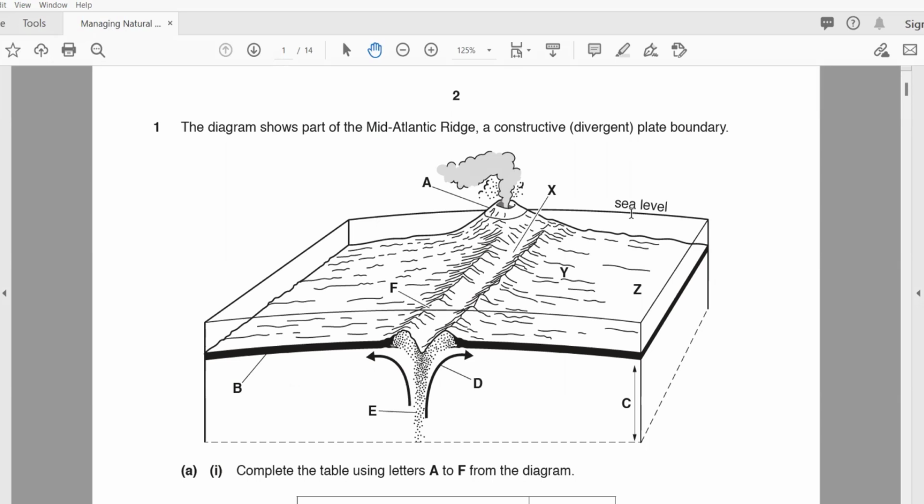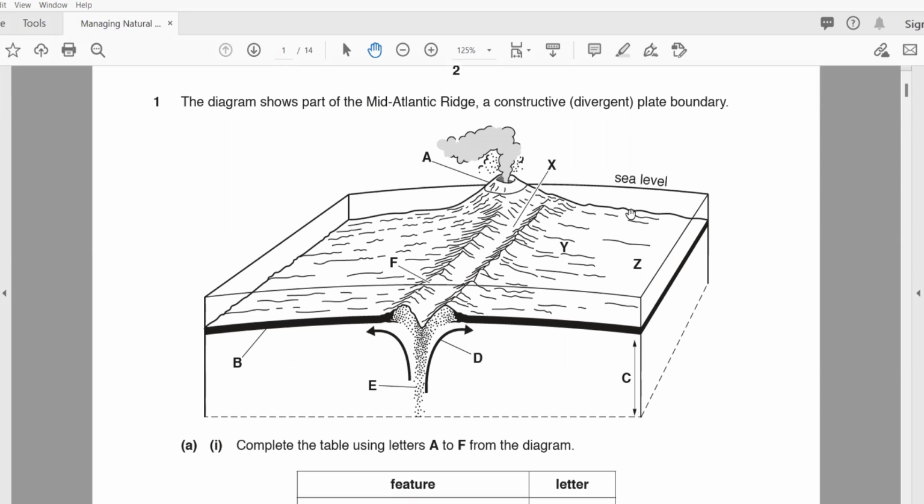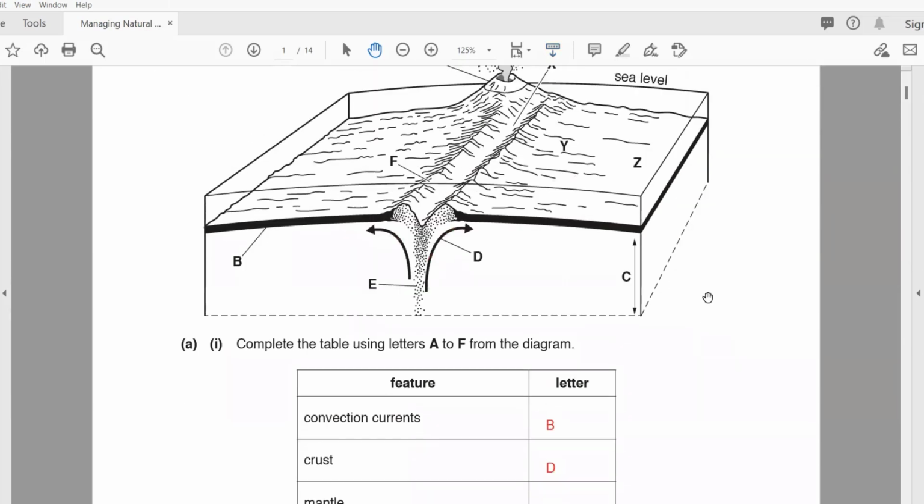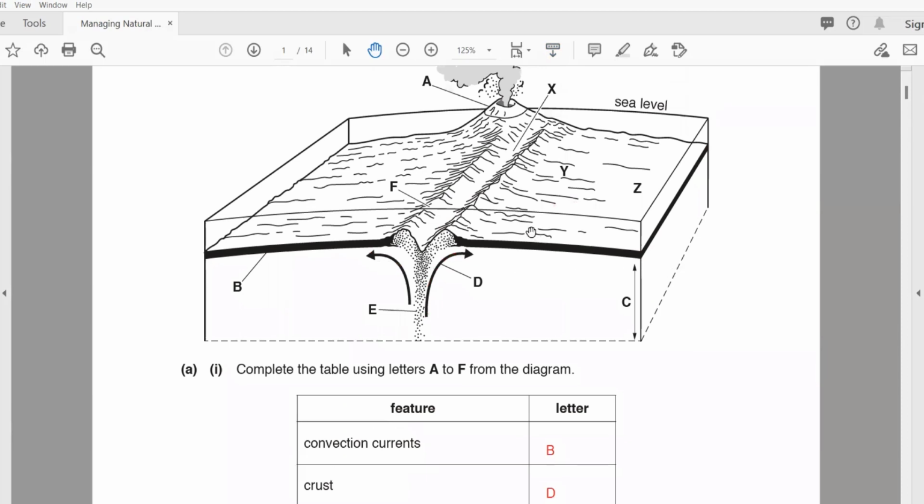Okay, so here you have A to F. You have to label the diagram. For example, here you can see this is the upper part of the crust, and down here you have the lower part where you have the magma. Got it? So for this one, let's start. This is already solved for you. For example, B, it's about the convection current.